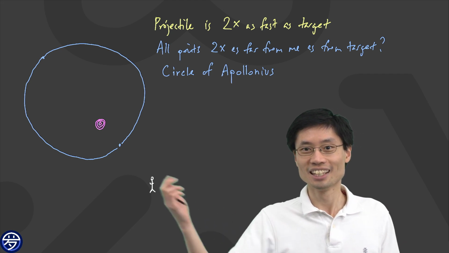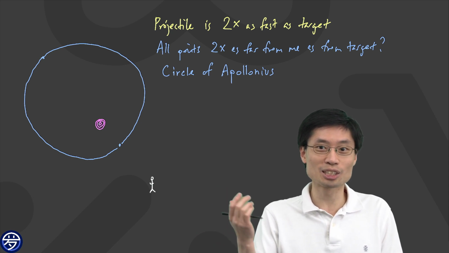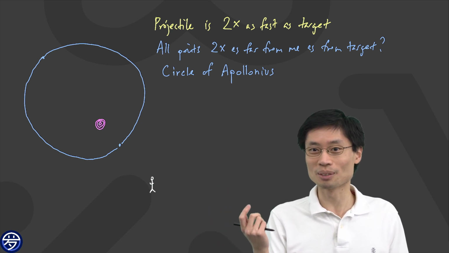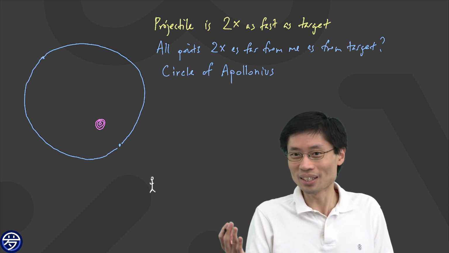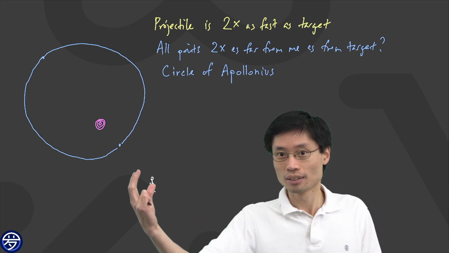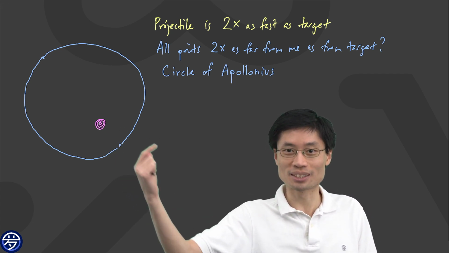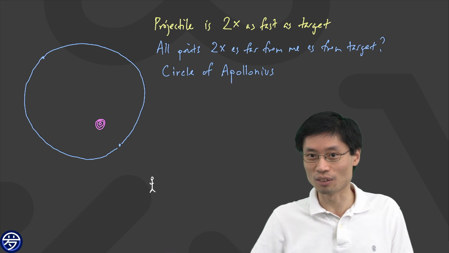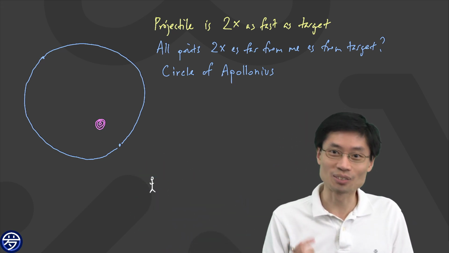On the other hand, if I happen to be using a really slow bullet, such that my bullet is half as fast as the target, well then, what are the points such that the distance to me is half of the distance from the point to the target? It would be just the other circle of Apollonius going around this way. So there's all these circles. Now here's the relevant thing.